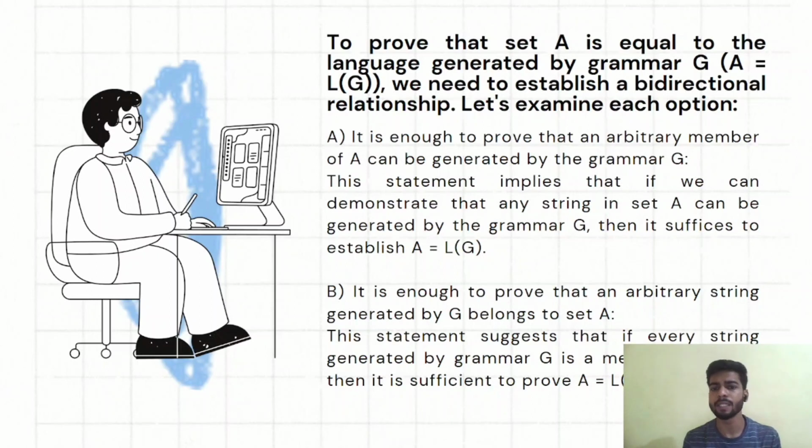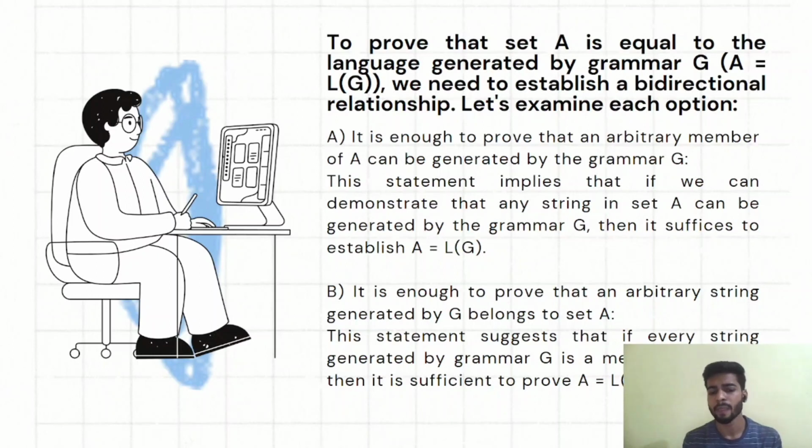First, to prove that set A is equal to the language generated by grammar G, we need to establish a bidirectional relationship. Let's examine each option. For option A, it is enough to prove that an arbitrary member of A can be generated by the grammar G. This statement implies that if we can demonstrate that any string in set A can be generated by the grammar G, then it's sufficient to establish A equal to L(G).